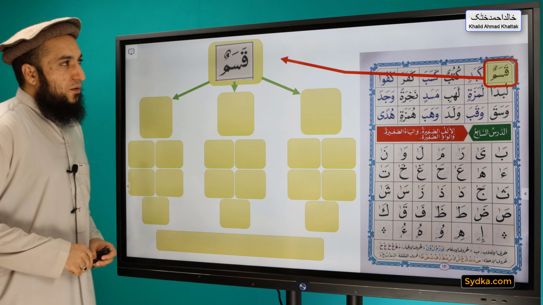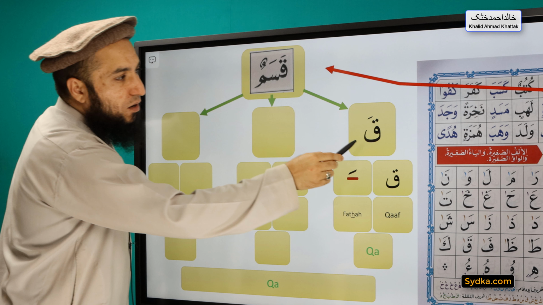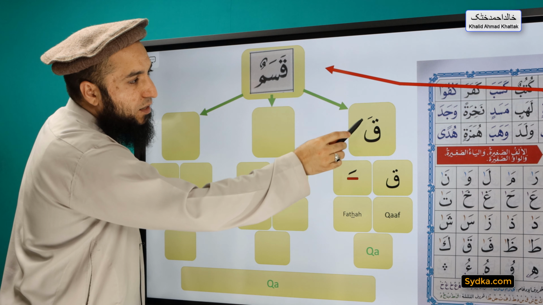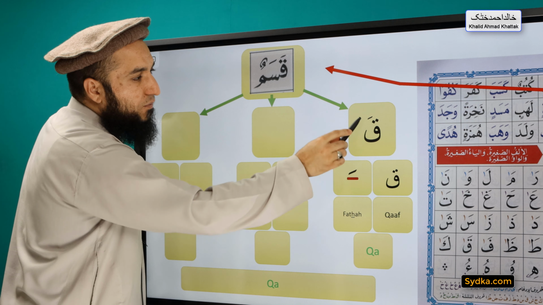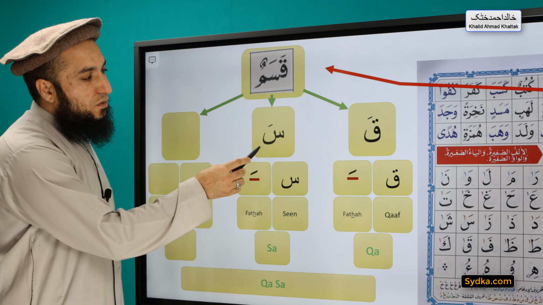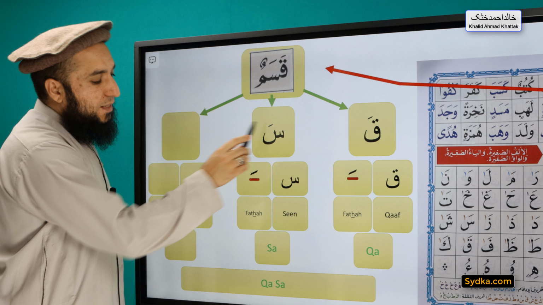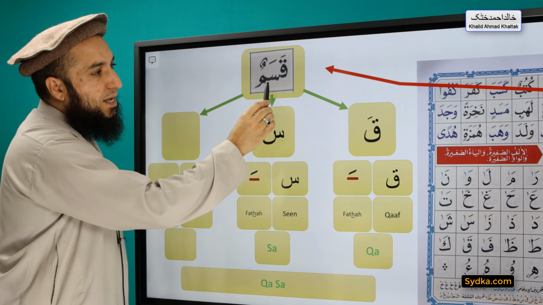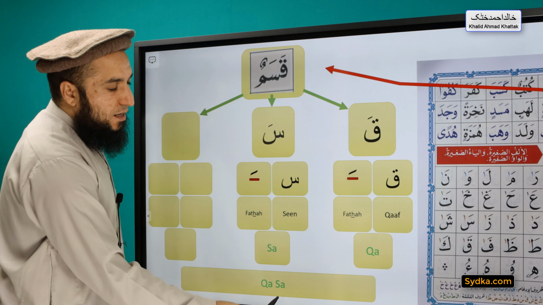So the first word we have is qasamun, and it has 3 syllables. The first syllable is qaf fatha qa. Qaf is not silent, and it has fatha. Qaf fatha qa. The second syllable we have is sin fatha sa. Sin is not silent and it has fatha. Sin fatha sa. So now we combine these 2 syllables and we have qasa, qasa.